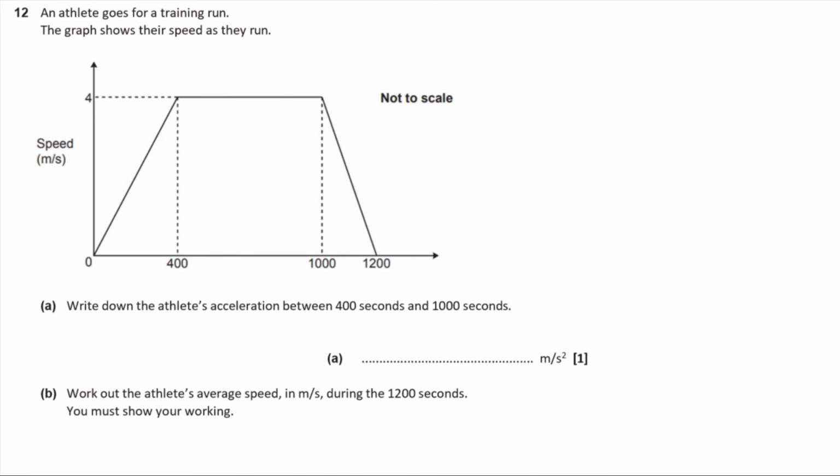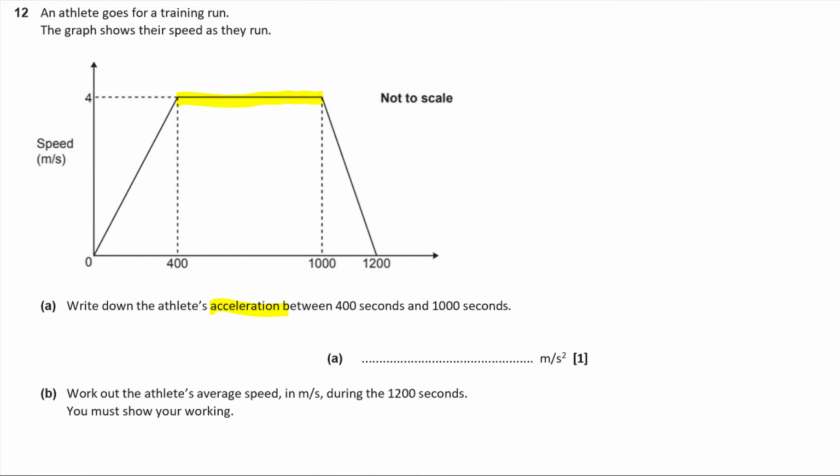Question 12. An athlete goes for a training run. The graph shows their speed as they run. So this is a speed time graph. We've got speed in meters per second along the top and time in seconds along the bottom. Write down the athlete's acceleration between 400 seconds and 1,000 seconds. So between 400 seconds and 1,000 seconds, we're talking here. What's the acceleration here?